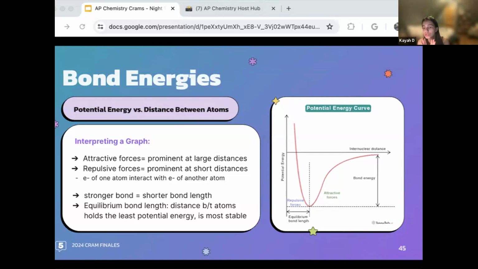And the stronger the bond is, usually it may have more than one bond. If the bonding forces between two atoms are a high number, there are usually more of those bonds existing. And the equilibrium bond length is, like I said, the distance between atoms that holds the least potential energy, and this is the most stable. That point all the way at the bottom, right before it swoops back up, where they have the dashed line going through the middle, is the equilibrium bond length. That's where the ideal bond length wants to be, so that the atoms are not too attractive and not too repulsive.